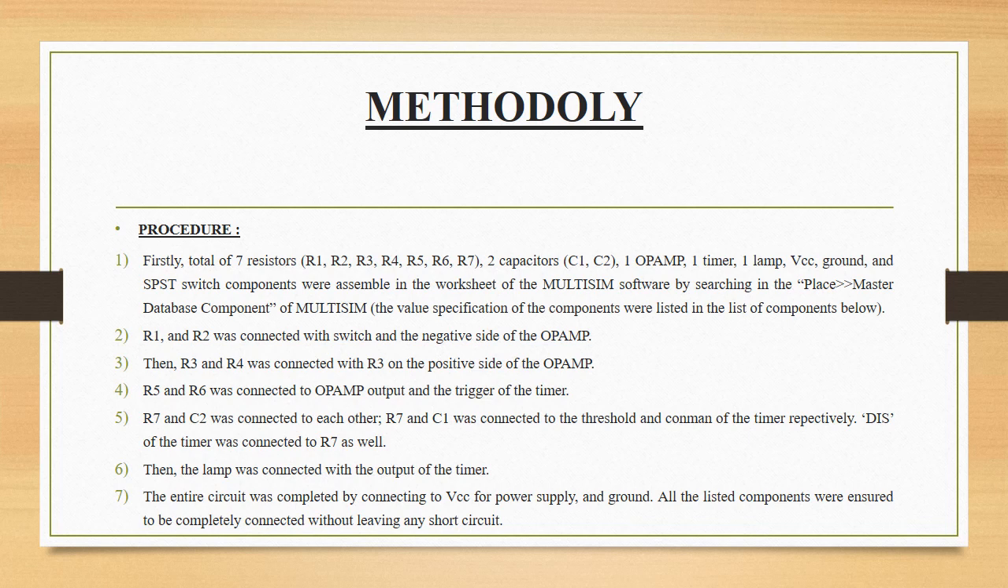For the second procedure, R1 and R2 were connected with the switch and the negative side of the op-amp. Then R3 and R4 were connected, with R3 on the positive side of the op-amp, followed by R5 and R6 connected to the op-amp output and the trigger of the timer. R7 and C2 were connected to each other, where R7 and C1 were connected to the threshold and control of the timer respectively. The discharge pin of the timer was connected to R7 as well.